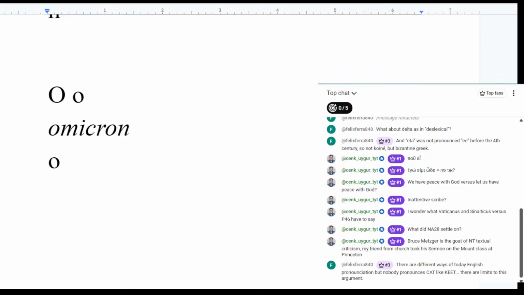Okay, so Felix says there are different ways of pronouncing English today, but nobody pronounces cat like keet. There are limits to this argument. Felix, I just want to make sure I'm understanding your comment correctly. Can you clarify how that refers to what I was saying? I apologize if I'm a little obtuse, but if we're going to discuss that, I want to understand you correctly first. Thanks for writing some clarification.